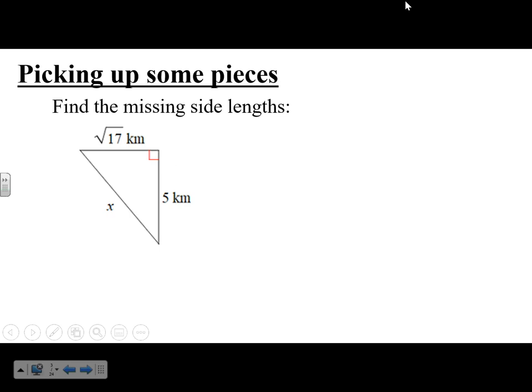So find the missing side lengths. We have the square root of 17, 5, and x. So we're going to use the Pythagorean theorem. Now, the thing that's different with this one is the square root of 17. We haven't had one that's a square root.